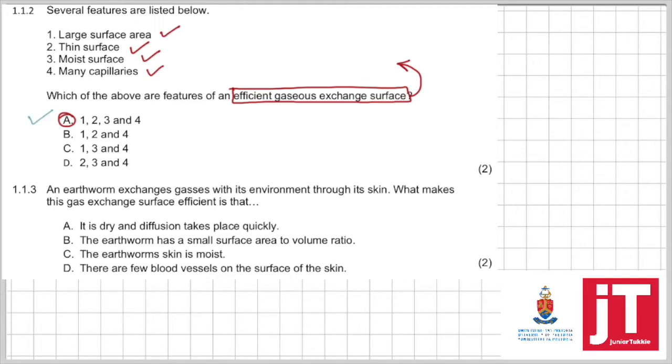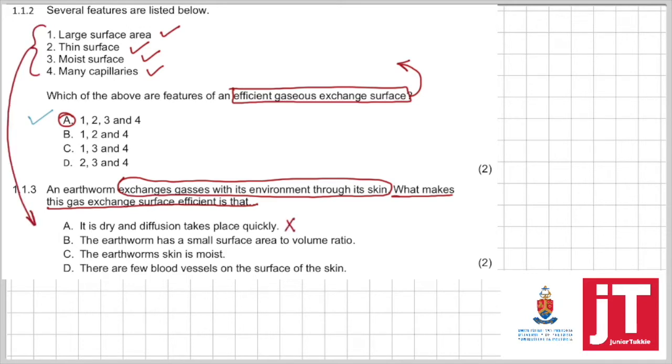All right, let's move across now to 1.1.3. Here we're looking at an earthworm, and an earthworm exchanges gases with its environment through its skin. What makes this gas exchange surface efficient? Now we need to select options A through D to see which is the most correct. Option A says it is dry and diffusion takes place quickly. Now we know for an efficient gas exchange surface we need a moist surface. So it is not going to be option A, because a dry surface is not a characteristic trait of an efficient gas exchange surface.